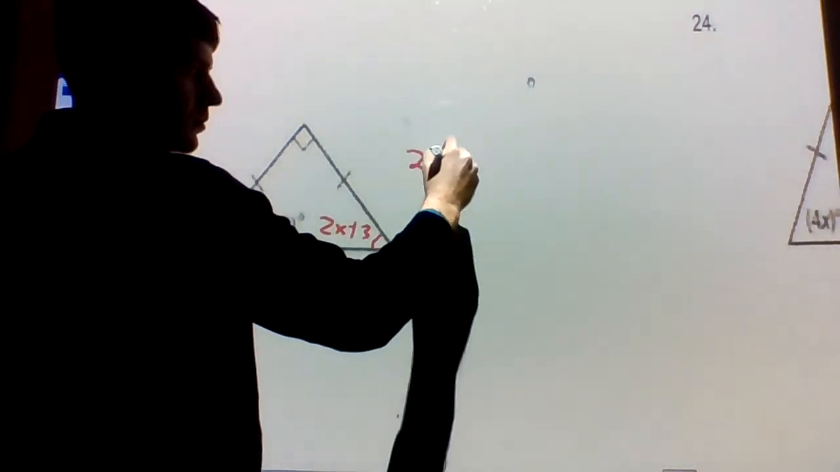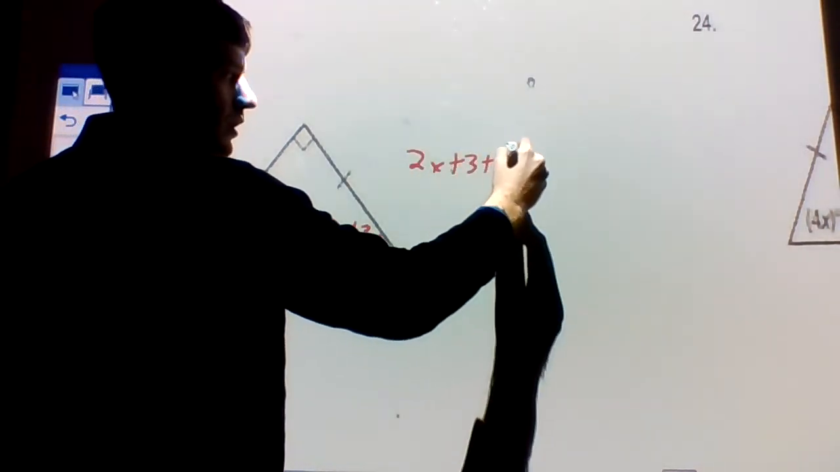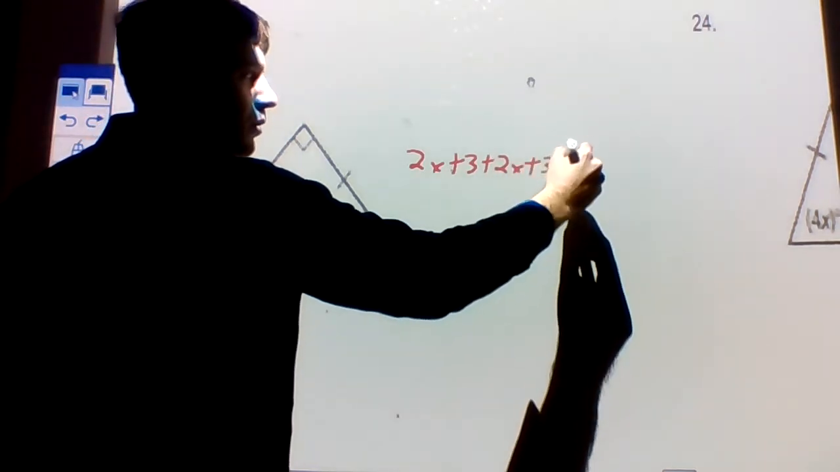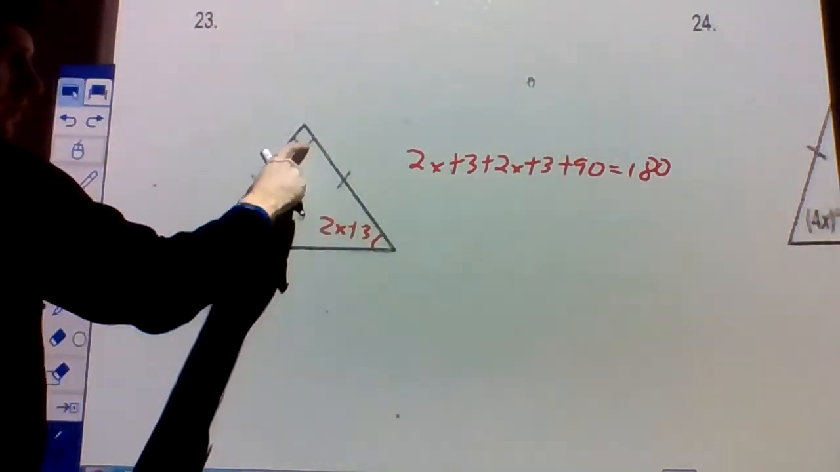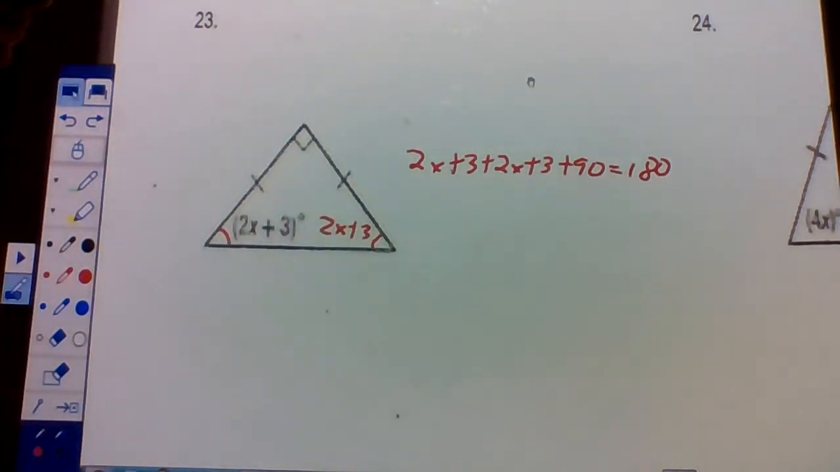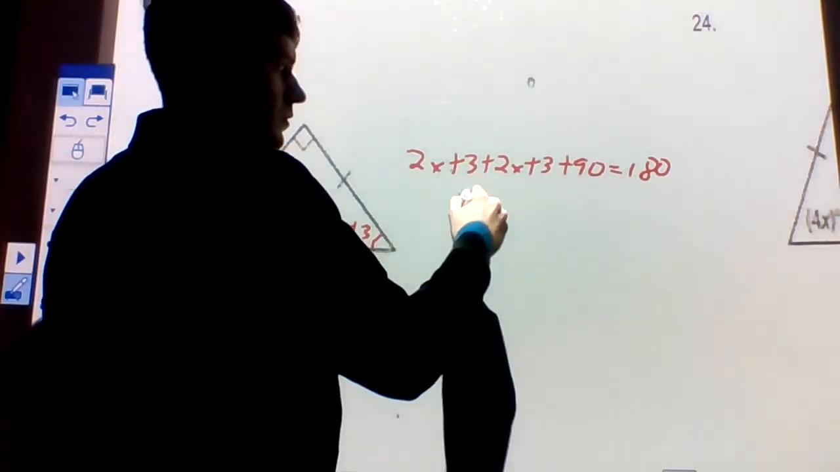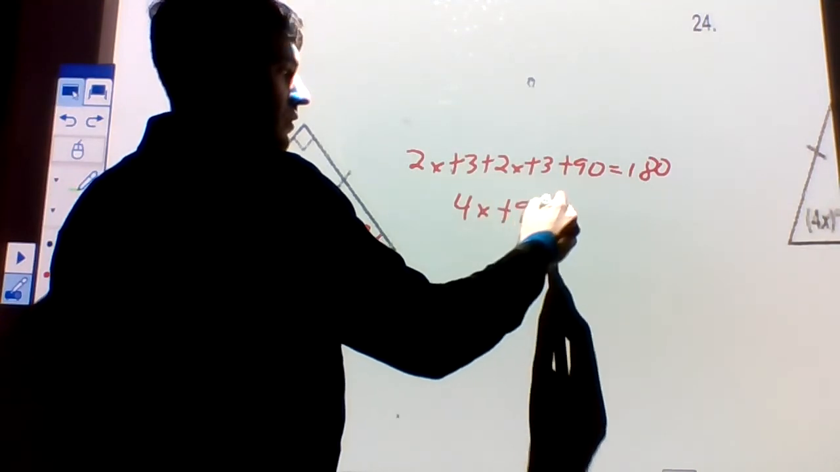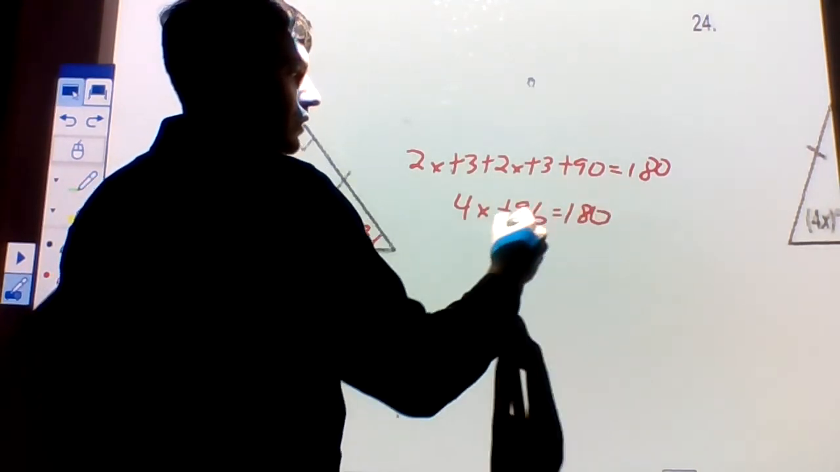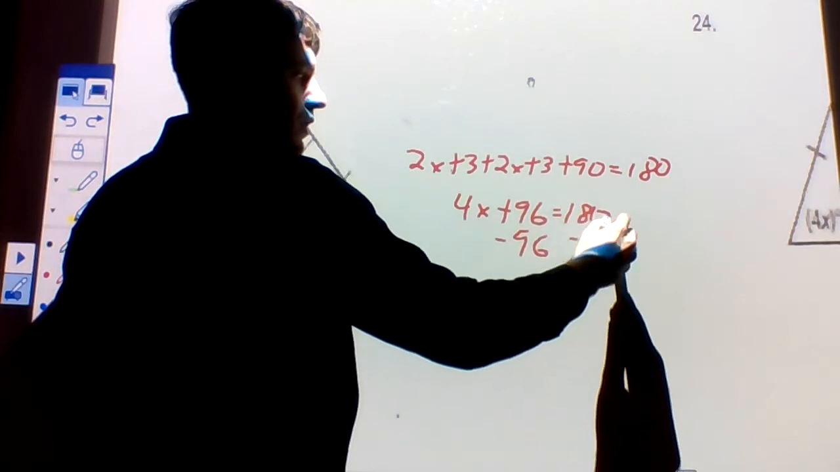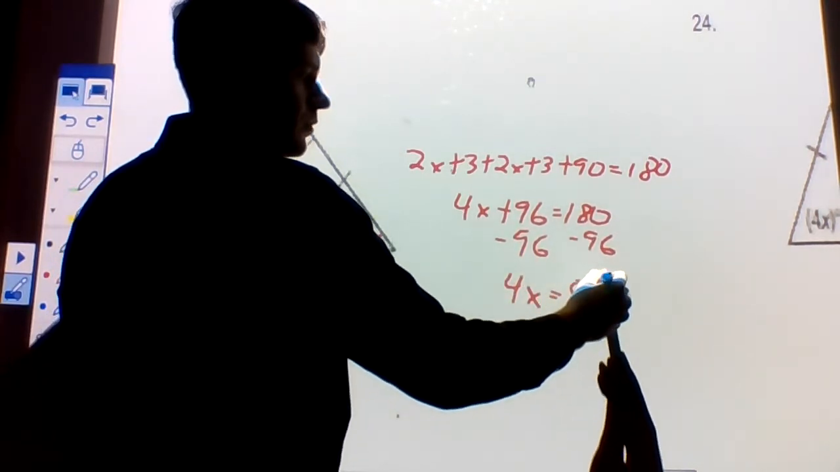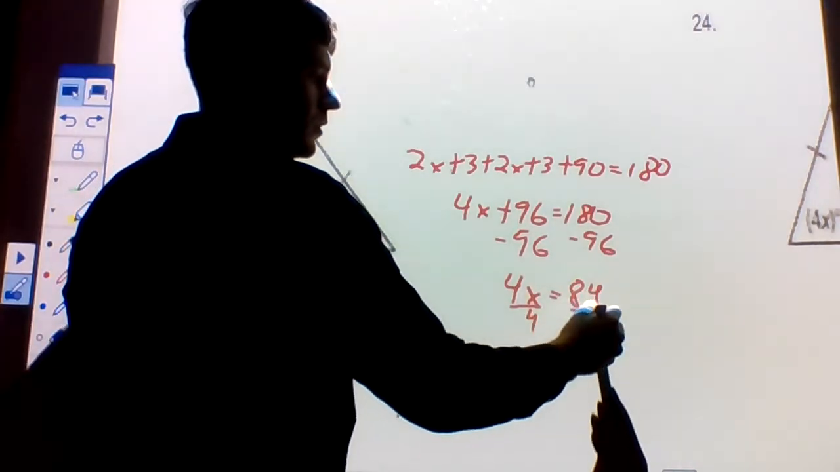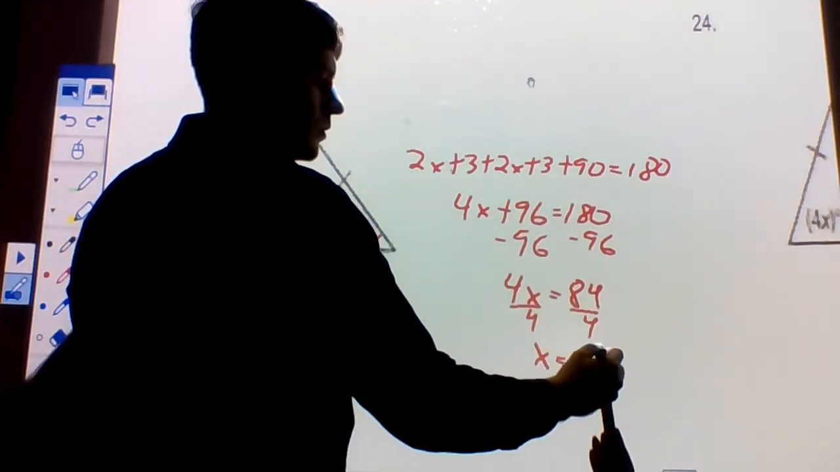So we have 2x plus 3 plus 2x plus 3 plus 90 equals 180, right? Three angles of a triangle add up to 180. That's the triangle sum theorem. So we have 4x plus 96 equals 180. We can subtract 96 from both sides. So we have 4x equals 84. We divide by 4. X is going to be equal to 21.